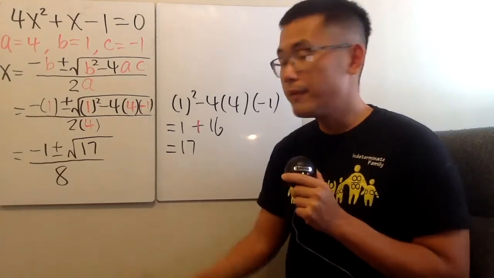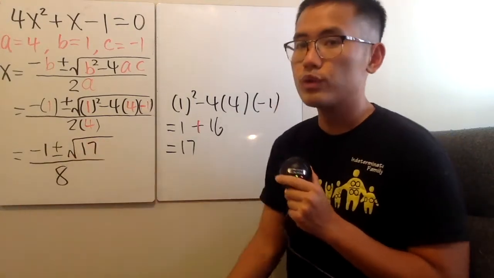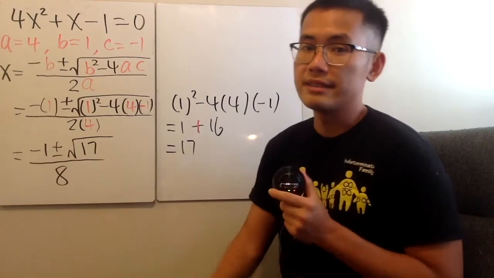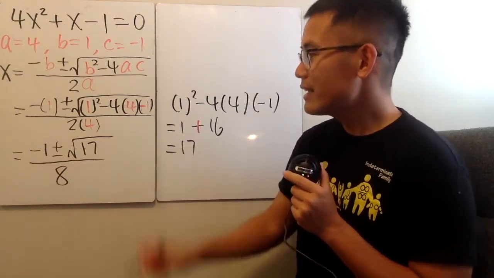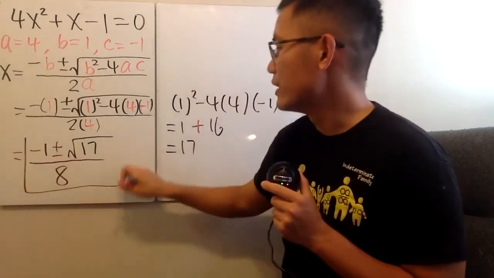Then, let's see. Is it possible for us to simplify the square root of 17? Well, it's not a nice number unless you use a calculator to figure out what the decimal is for that, right? So in that case, you can actually just box this for your answer.